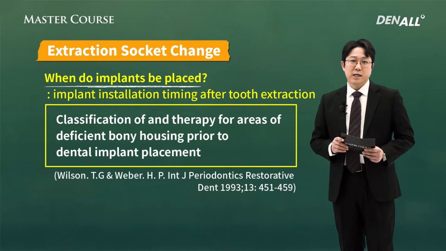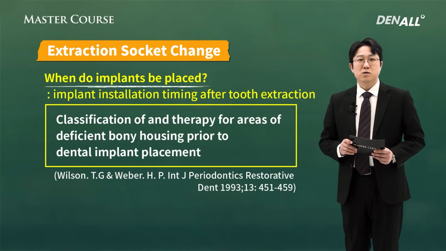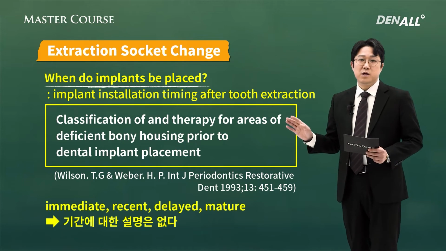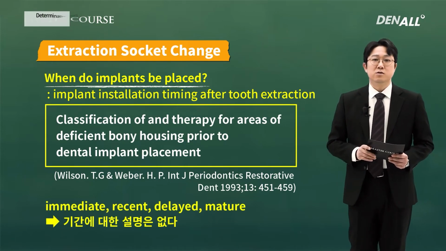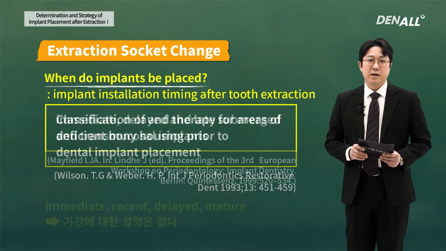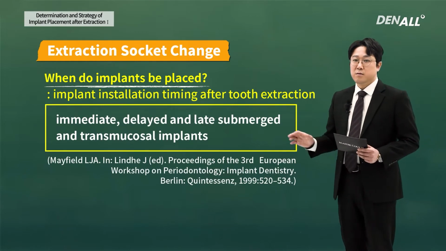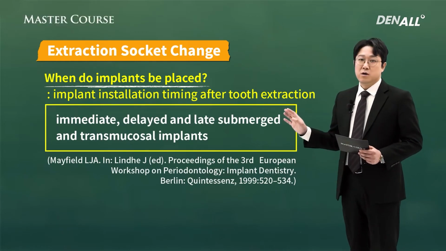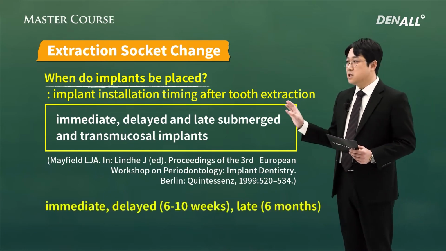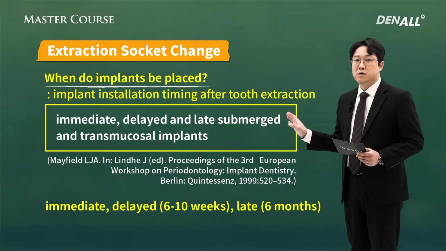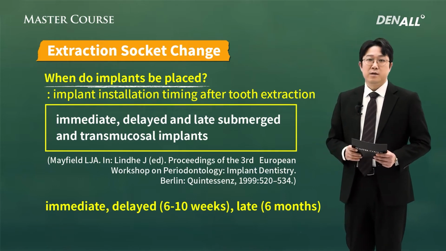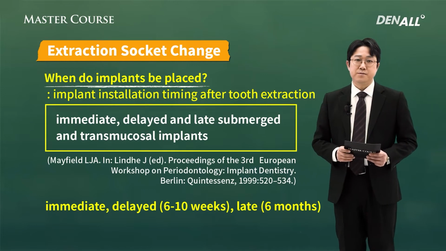For implant placement after extraction, a lot of research has been done on the period. In 1993, Wilson first categorized the period as immediate, recent, delayed, and mature. But there was no explanation about the period. And in 1999, Mayfield, for the first time, talked about the period, and the classification started with immediate, delayed, which is 6 to 10 weeks later, and late placement, 6 months later. This classification was announced.